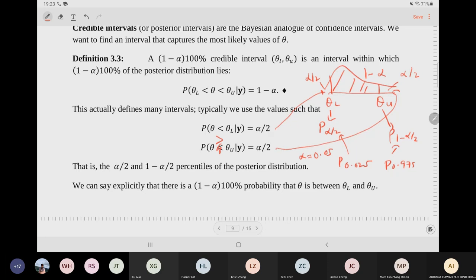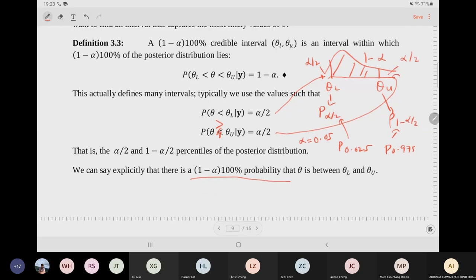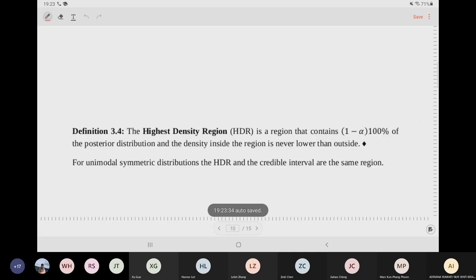Okay, and this credible interval will have a probability 1 minus alpha. Actually, it's 1 minus alpha times 100% probability that theta is between theta L and theta U, which is this area. Okay. Right, so before we take a break.